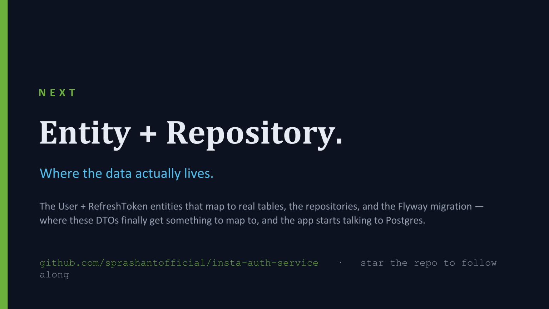Next episode, entities and repositories. We finally build the user and refresh token classes that map to real database tables, and the Flyway migration that creates them. That is where these DTOs get something to map to and where the app actually starts talking to Postgres.